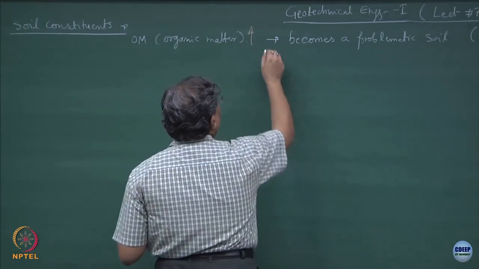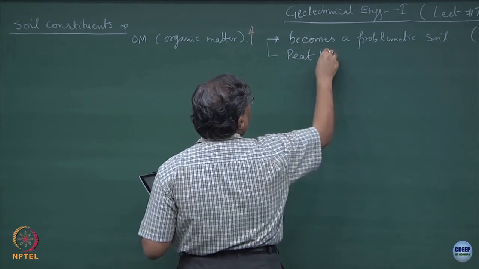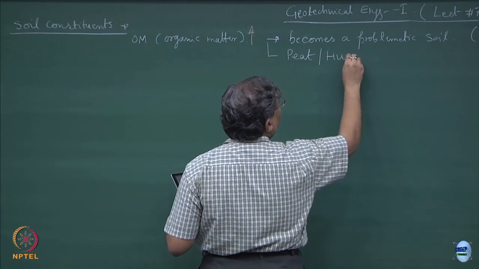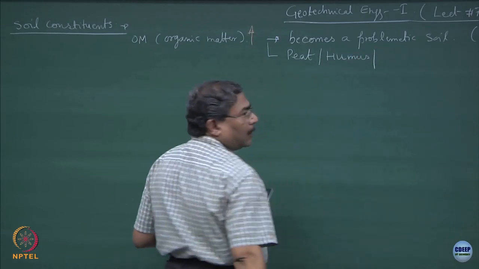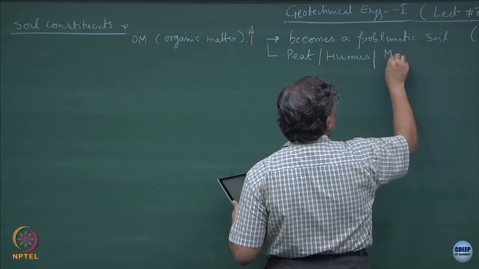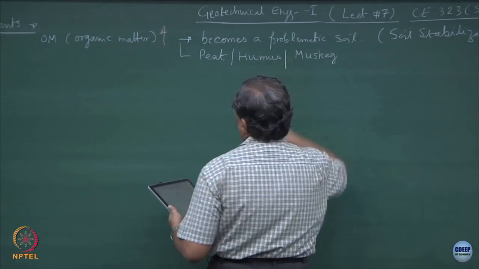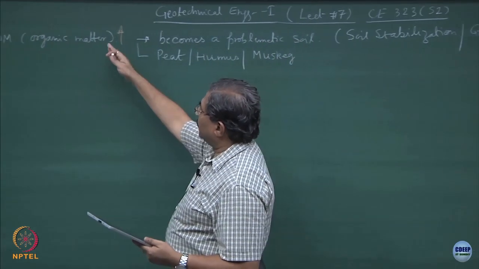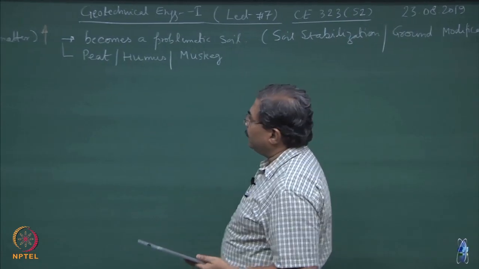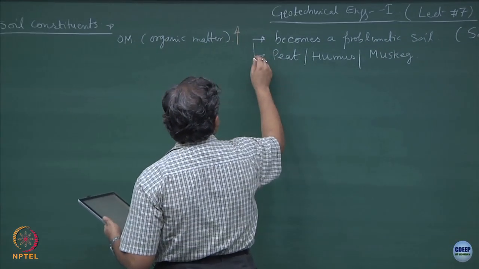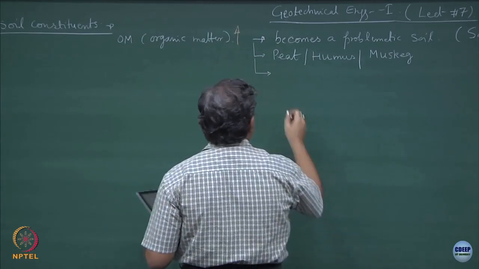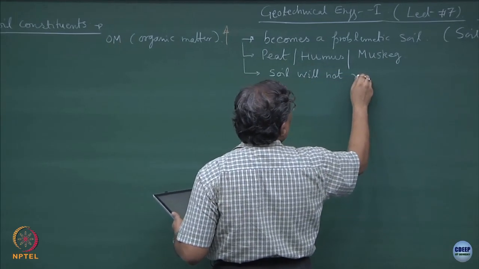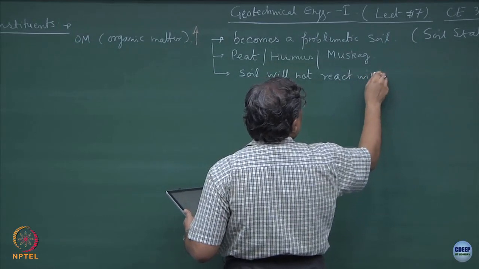Peat is the most notorious thing. Peat, humus, we had discussed the muskeg also the other day. So, these are the soils which have posed a serious problem to the professionals. So, the higher the organic matter, the more difficult the problems become to stabilize. The big issue is that as the organic matter increases, the soil won't react with cement.